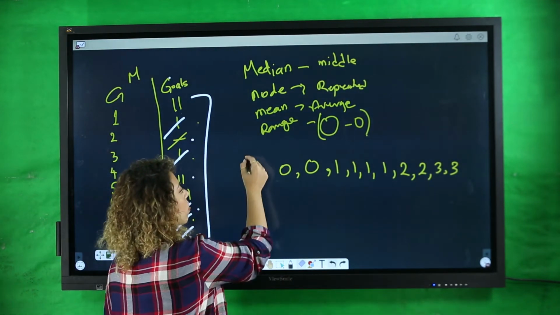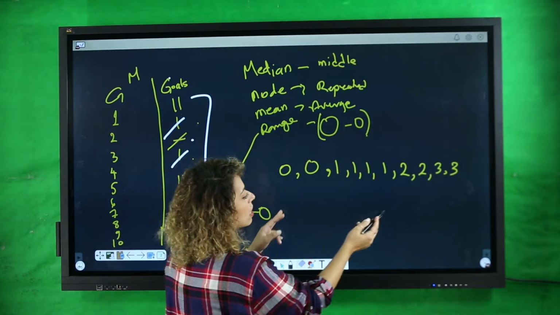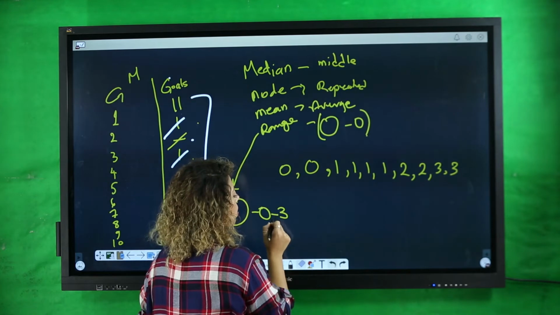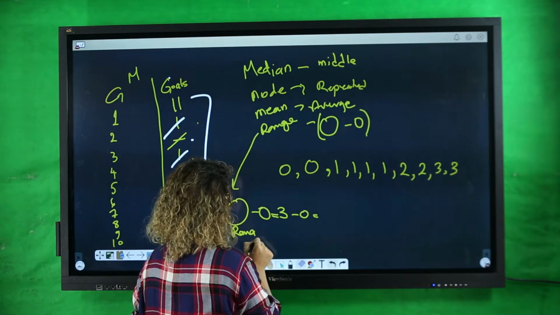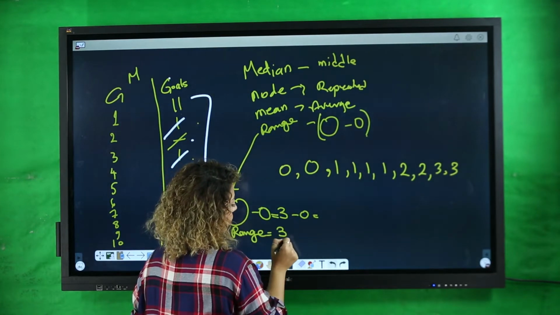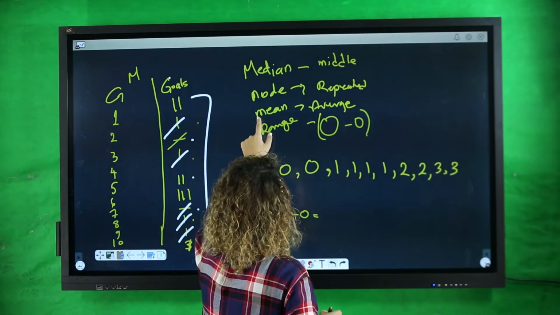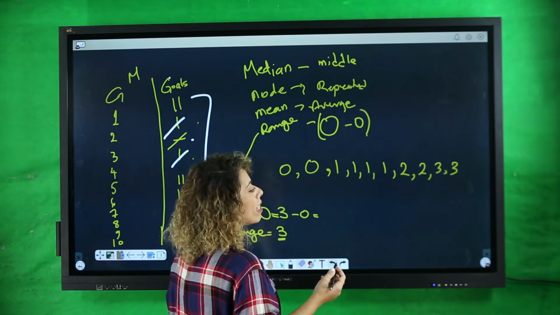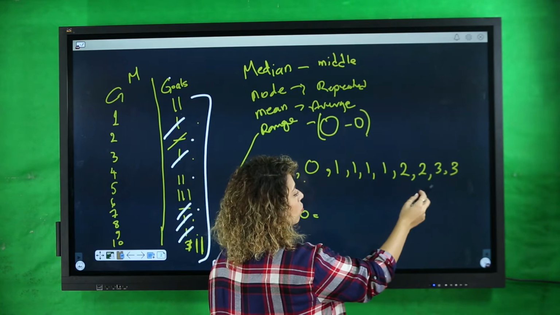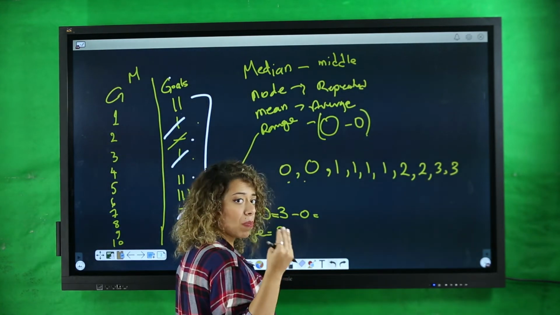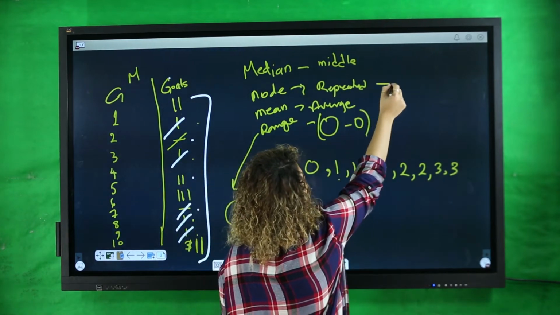For example, let's start with the range, which is the easiest. We said the range is the bigger number minus the smaller number. What's my biggest number? It's 3. What's my smallest number? It's 0. So my range equals 3. Okay? What about the mean? No, leave the mean now. What about the mode? The mostly repeated. I have many things repeated. I have the 0 repeated, the 1s repeated, the 2s and the 3s. But which one of them is the most repeated? It's the 1. They repeated 4 times. So my mode here will be 1.